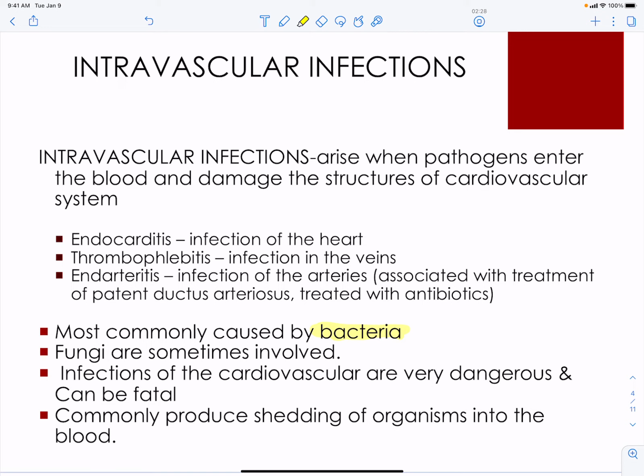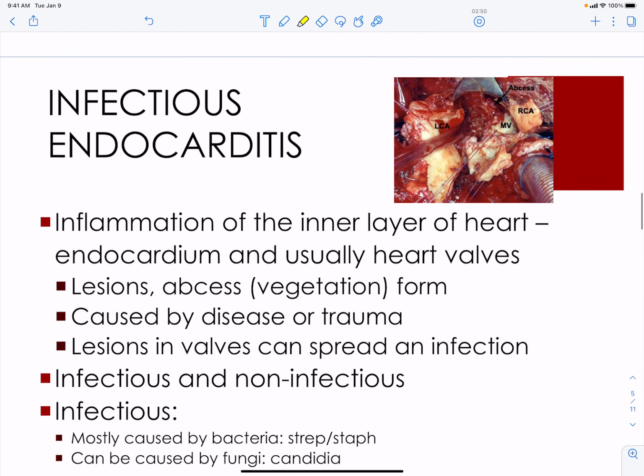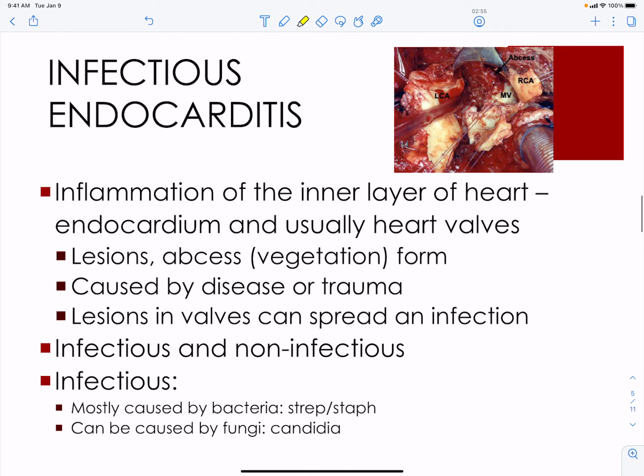And of course, infections of fungi have to do with the immune status of the host, where immune-compromised individuals are going to be most susceptible. Now, these infections of the cardiovascular system are going to be very serious and can be very fatal. You're typically going to be able to find the organism in the blood. So here's a picture of infectious endocarditis. And again, most of the infections are going to be caused by your bacteria.